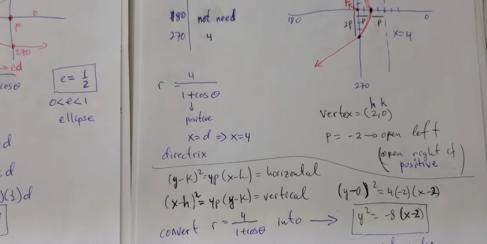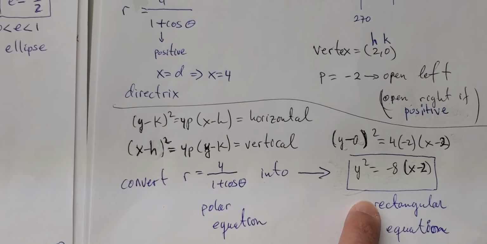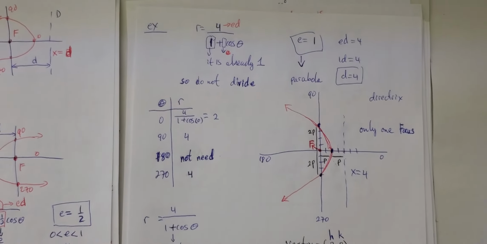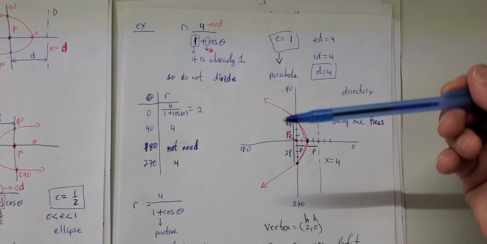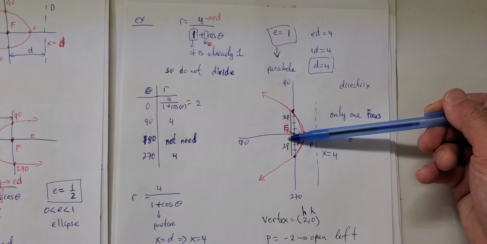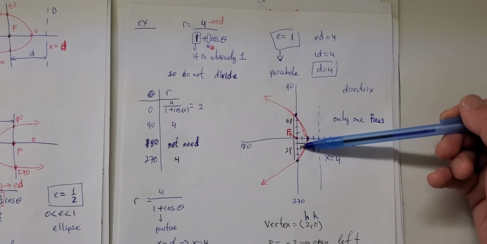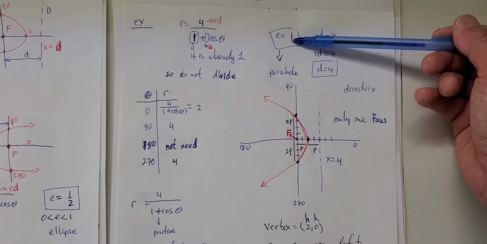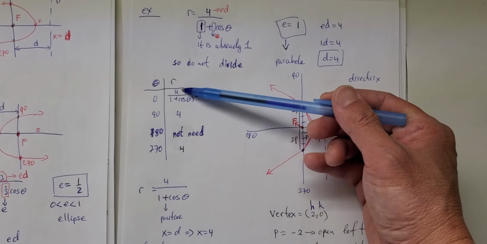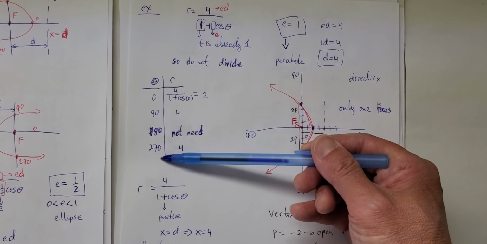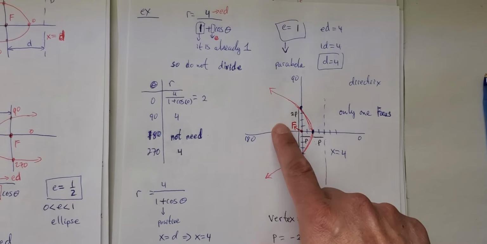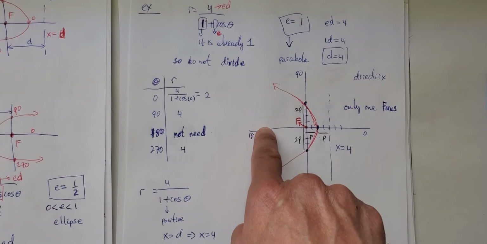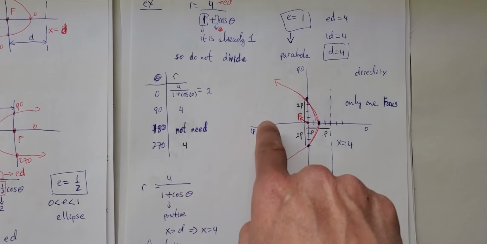Now we need to convert this into rectangular form. But before we do that, this equation is this graph, which is a parabola. How do I know that? Because my e is 1. Always use 0, 90, 180, 270. But also be careful: for a parabola there is no point on this axis, so that's why we're skipping 180.